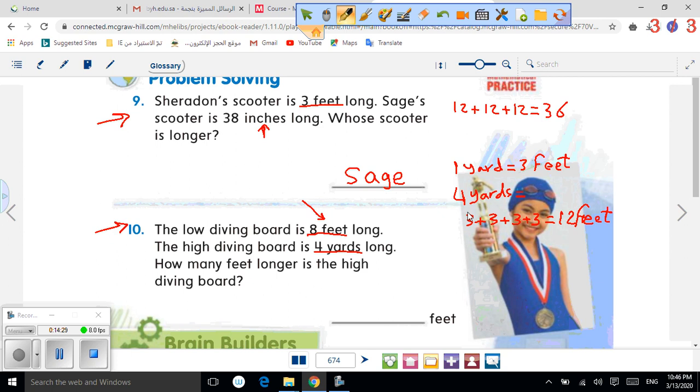So how many feet longer is the high diving board? We will subtract 8 from 12. 12 minus 8 is what? Yes, it's 4.